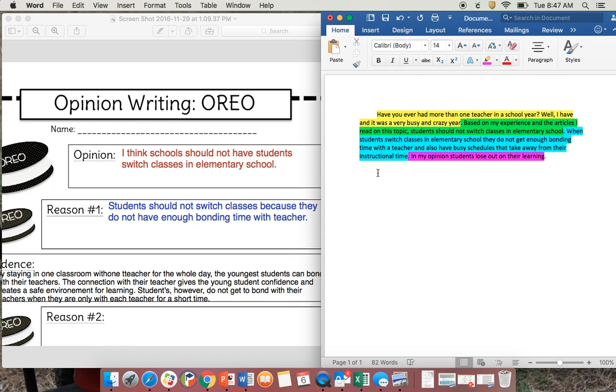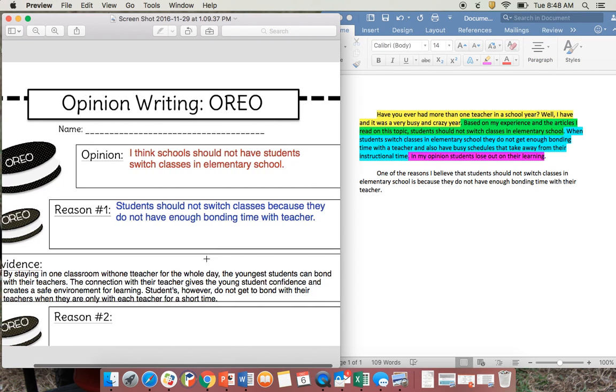Students should not switch classes because they do not have enough bonding time with the teacher. So I'm going to write, one of the reasons I believe that students should not switch classes in elementary school is because they do not have enough bonding time with their teacher. I've introduced my paragraph. Now I need to give my details.